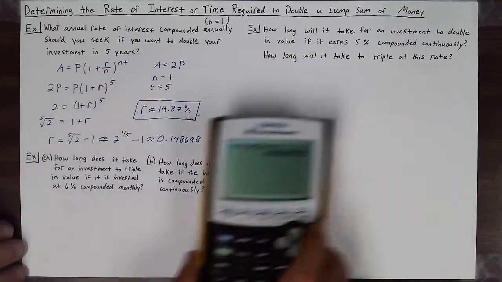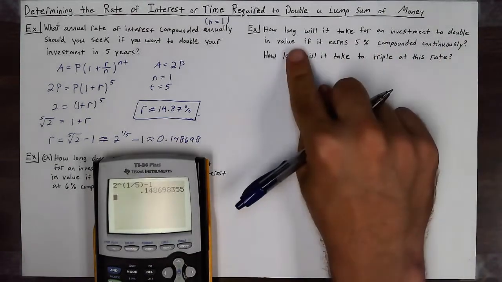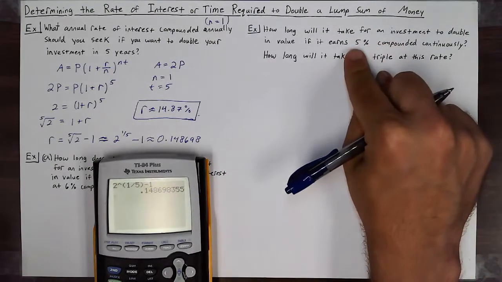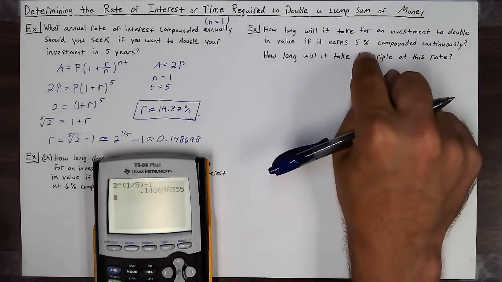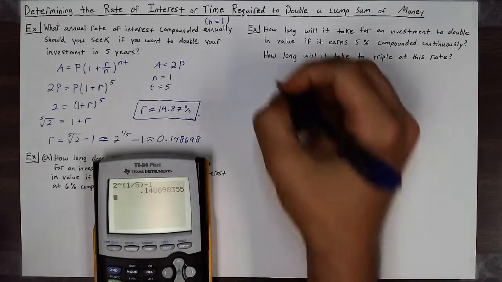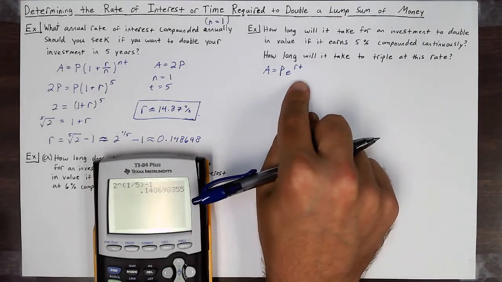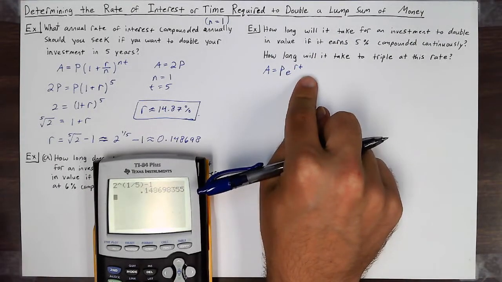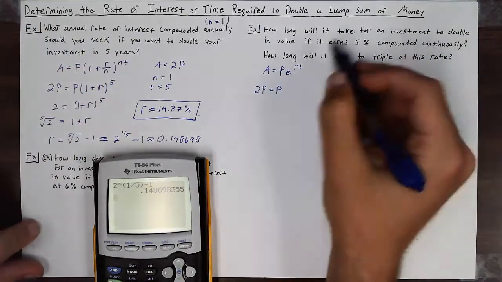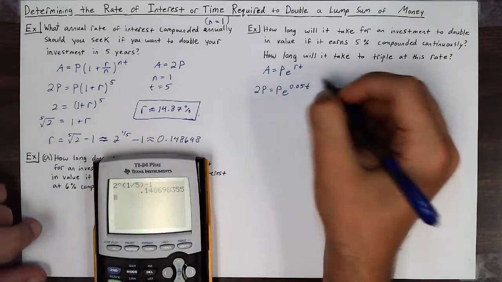But now let's look at how long it will take for an investment to double in value if it earns 5% compounded continuously. So annually it might require a higher percentage, but let's say it's already 5%. How long will it take to double? So we're going to use the formula A is equal to P times e to the rt. That's how you compound interest continuously. Now we know that if we're trying to double, A should equal 2P, because we don't have a value for the principal. And it'll be e to the rate, which is 0.05, times t power. Now we're solving for t.